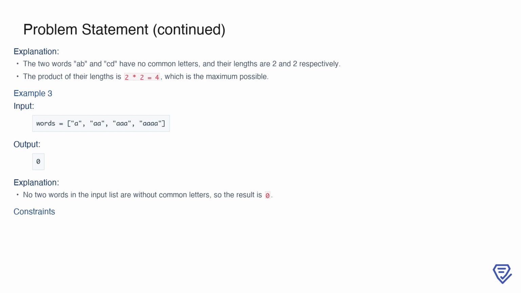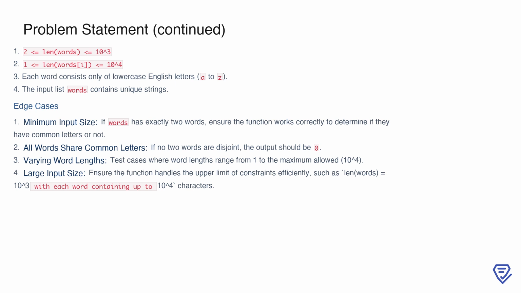Now that we've seen how the output is calculated for various scenarios, let's review the constraints and edge cases to better understand the problem's scope and requirements. The constraints specify that the input list words can contain between 2 and 1,000 words, and each word can have a length between 1 and 10,000 characters. Additionally, every word is guaranteed to consist only of lowercase English letters, and all words in the input list are unique.